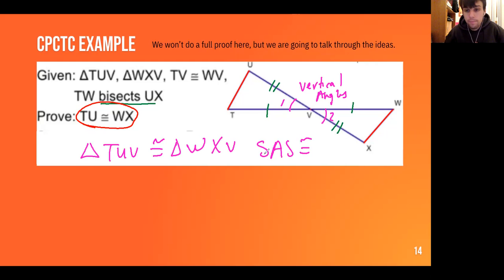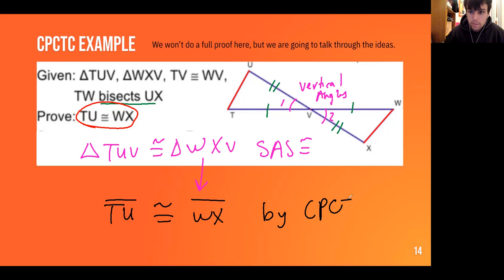triangle congruence. Again, this isn't a full proof. I didn't write it all out in there. Not doing a full formal proof, but as soon as we say that, that allows us to say that we have these two congruent sides, that TU is congruent to WX by CPCTC. That's it. That's all we would have to do in a case like this.